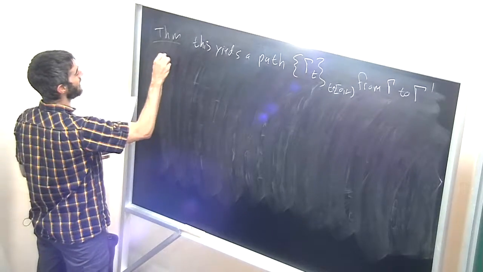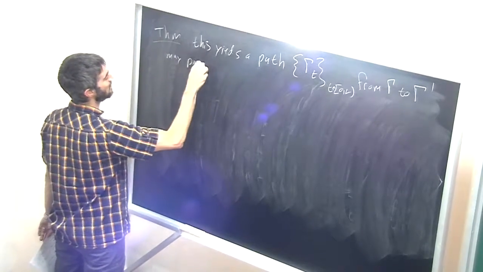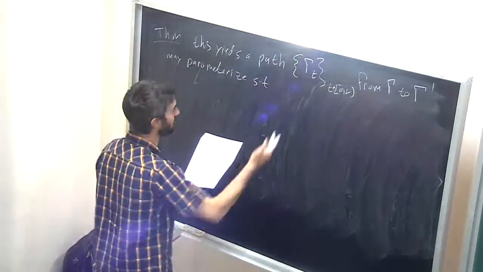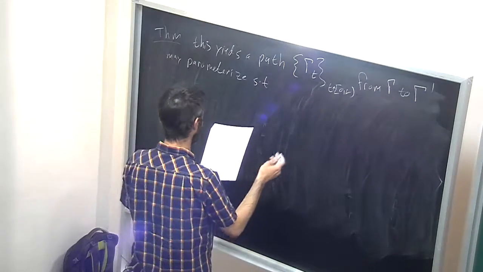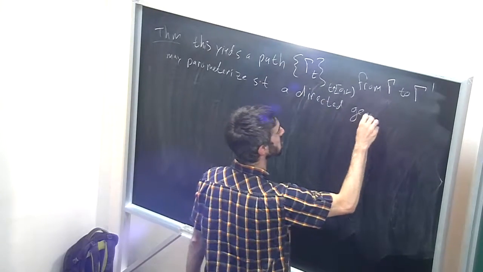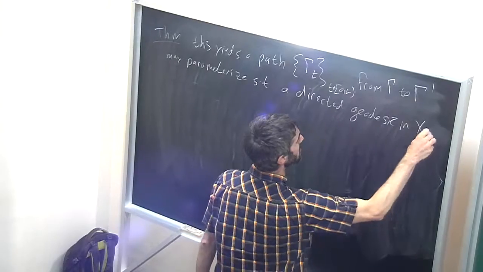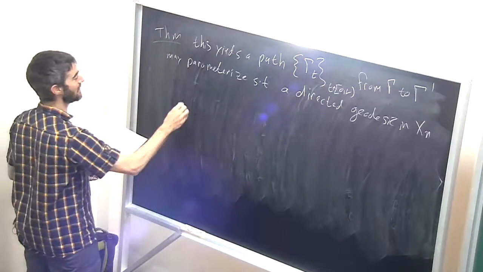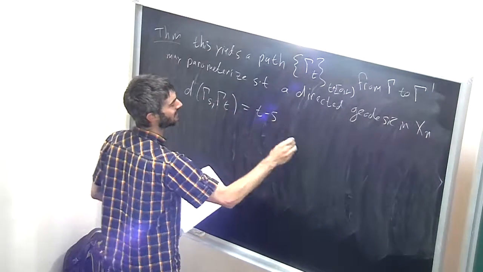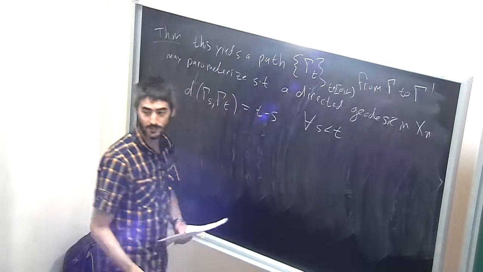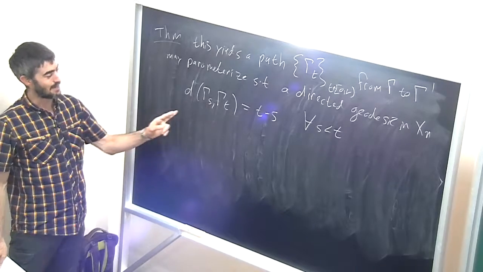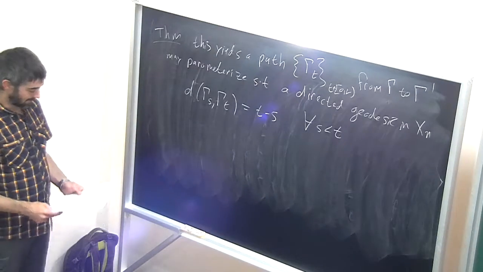And after I do that, I may reparameterize, and I'll assume that I've reparameterized so that this is a directed geodesic in outer space with respect to the Lipschitz metric. So by directed, I mean that the distance from gamma s to gamma t is always equal to t minus s for all s less than t. It's an asymmetric metric, so you have to be careful about the order, but I'm measuring the distance from the lesser times to the bigger times.